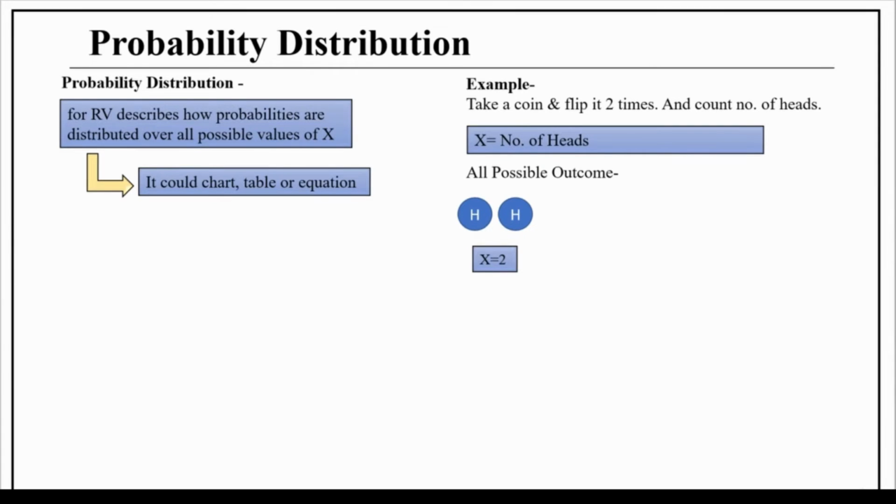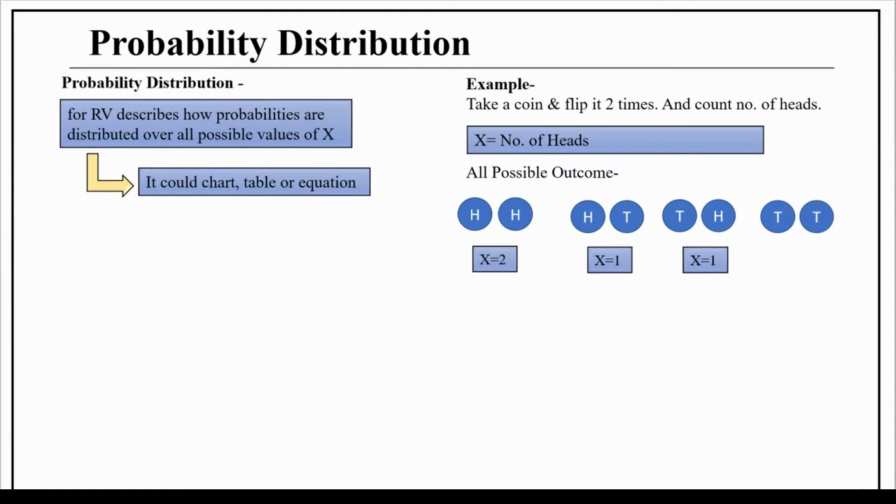Let's now see other possibilities. The first can be head, the second can be tail. So here x is equal to 1. The third possibility is that the first coin can be tail and the second coin can be head. Here x is equal to 1 also. The fourth possibility is that both the coins can show tails. So here x is equal to 0.